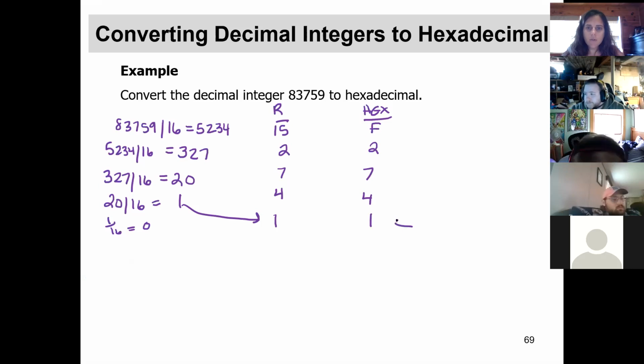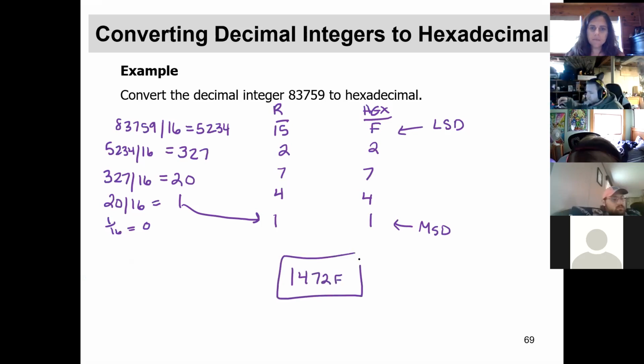So this is our most significant digit, so this will be most to the left. And this would be our least significant digit, that'll be most to the right. This is a whole number, so I don't have any decimal place. I don't have a hex point either. So it's going to be 1472F. That's our answer.